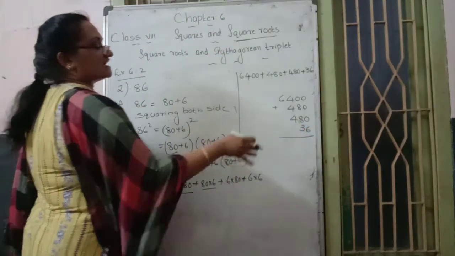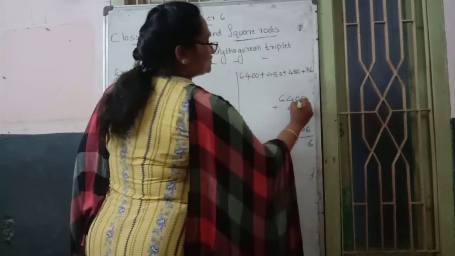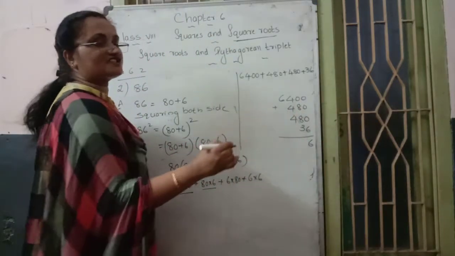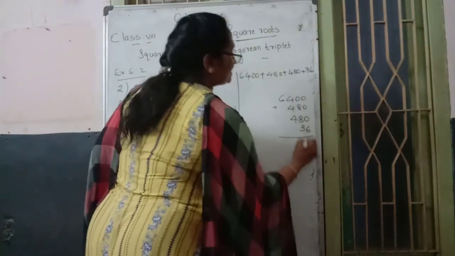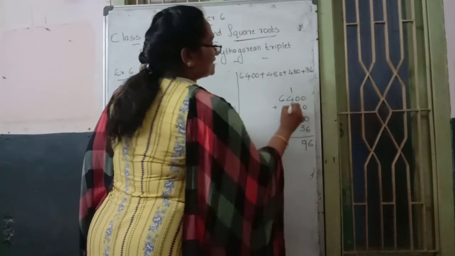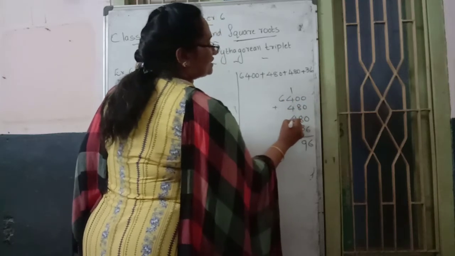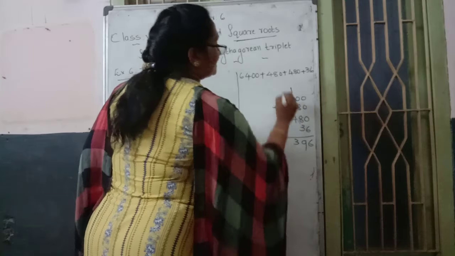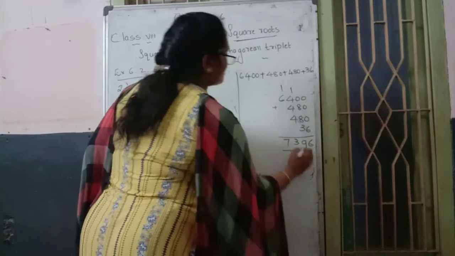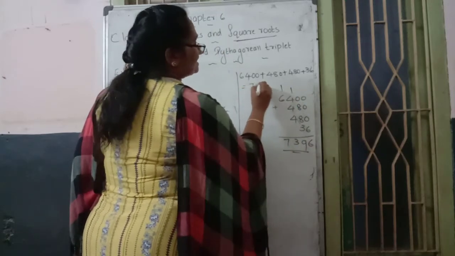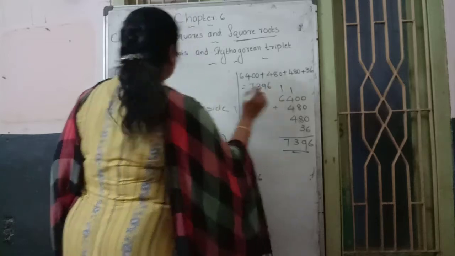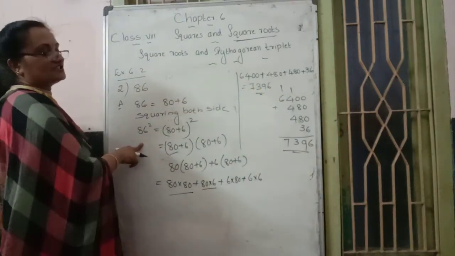Add column-wise from the right-hand side. So 6 plus 8 plus 8 is 16, 16 plus 3 comes to 19. Remainder 1. Here how much will come? 12. 12 plus 1 is 13. Remainder 1, 7. So the answer becomes how much? 7396 is the square of 86.